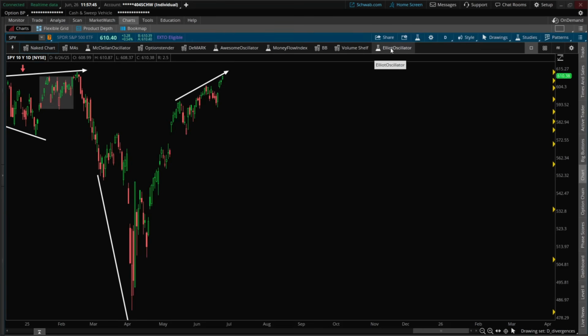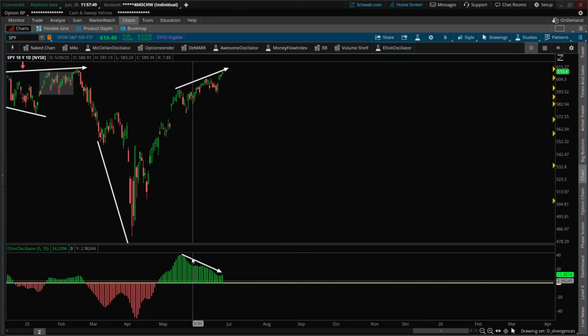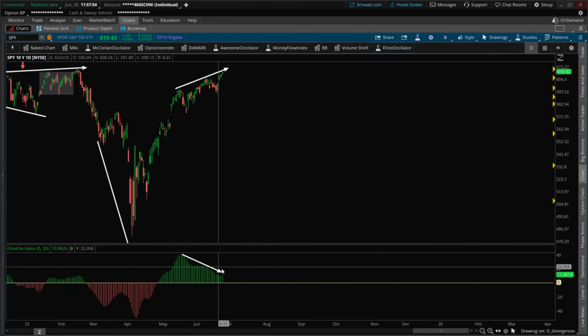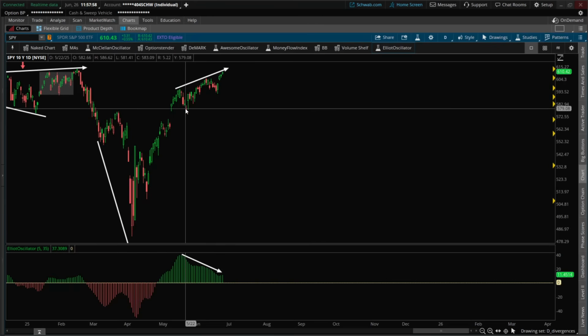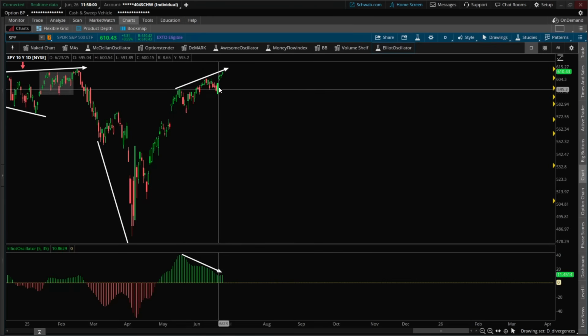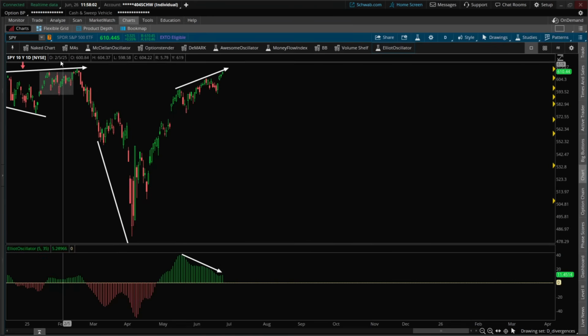A volume shelf, the awesome oscillator. Sorry, I think I spoke about the awesome oscillator, but they're so similar. They say the same thing. Wave 3, 4, 3, 4, 5. So that's what it's telling you.